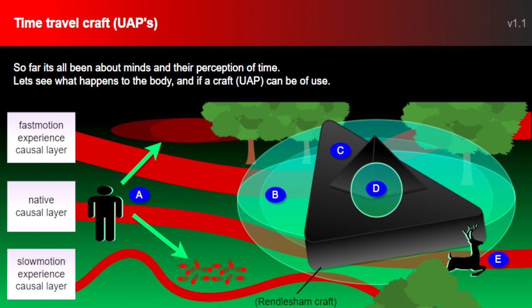It can be difficult for a mind to move to other causal layers. A craft can be made that allows movement to other layers while protecting the operator from negative effects. Native layer inhabitants that come near such craft may experience high strangeness effects.